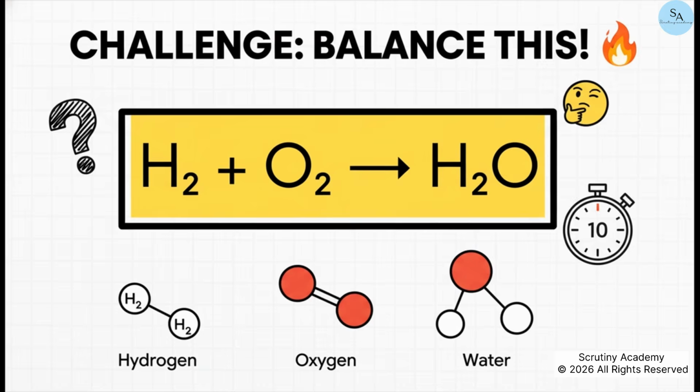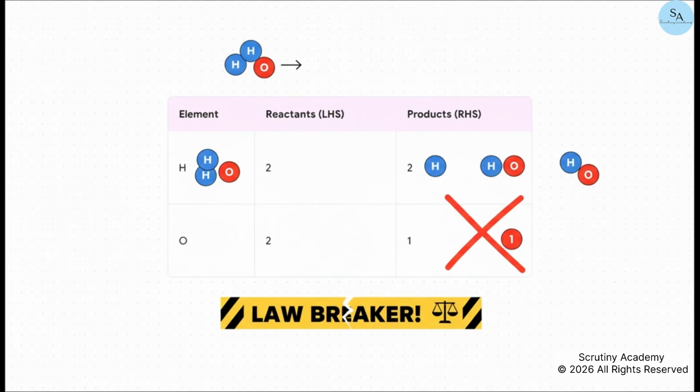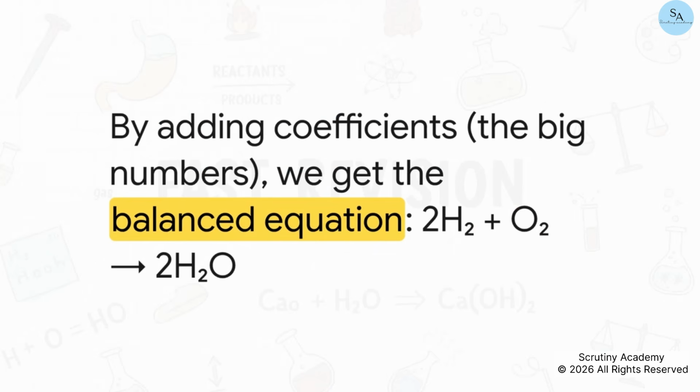Let's balance this thing. Okay, step 2, we count. On the left, we've got 2 hydrogens and 2 oxygens. On the right, 2 hydrogens, but wait, only 1 oxygen? See the problem? The oxygens aren't balanced. This equation is breaking the law. So let's fix it with coefficients.